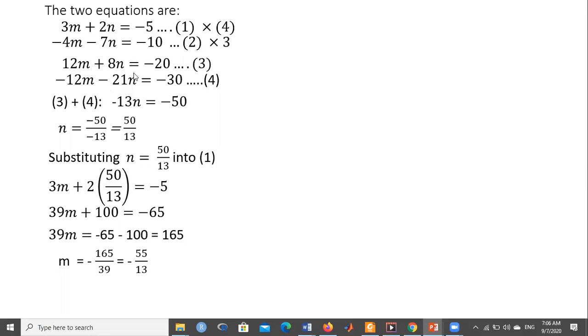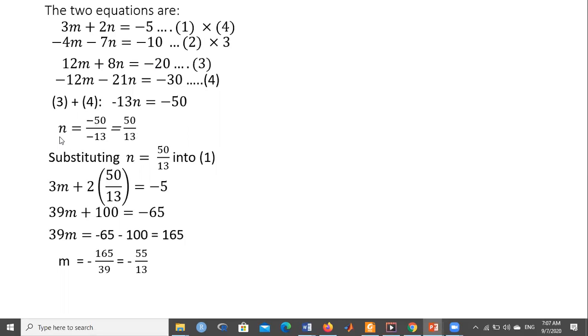Now we are having 3n plus minus 21n, and that will give us minus 13n equal to minus 20 plus minus 30, which is minus 50. So by dividing now, we can get n equal to 50 over 13.